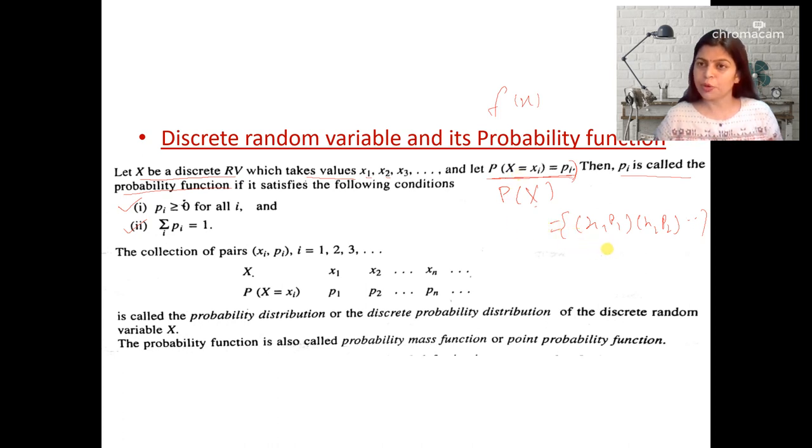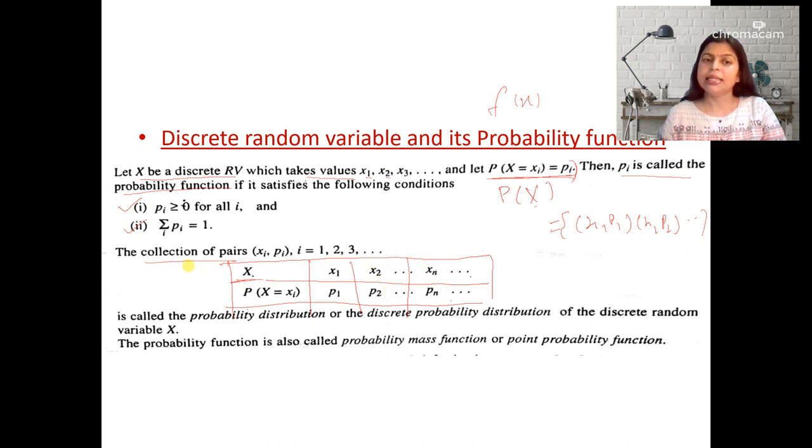This set is going to be a probability function. If we write this collection of xi, pi in the form of a table, suppose we put the values of x, which is a discrete random variable, like this: x1, x2, x3 and so on, and we put their corresponding probabilities in front of them, then this kind of representation is called a probability distribution or discrete probability distribution.